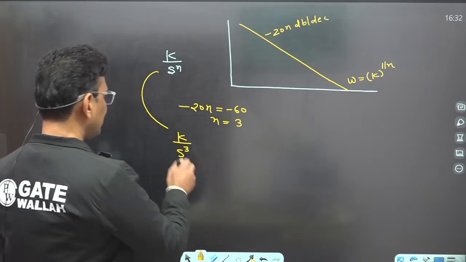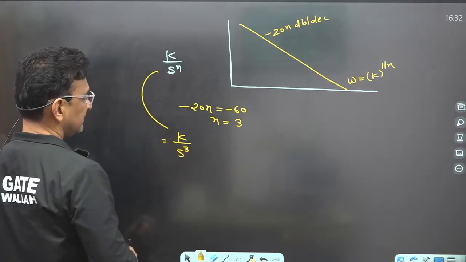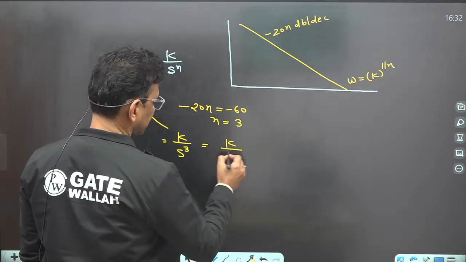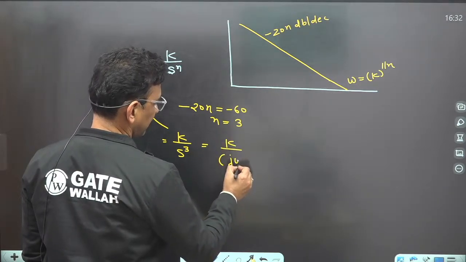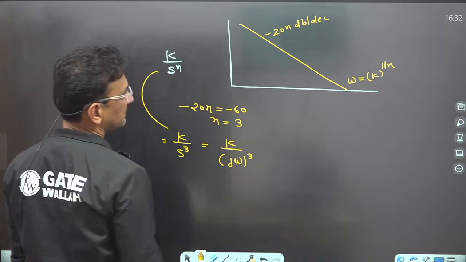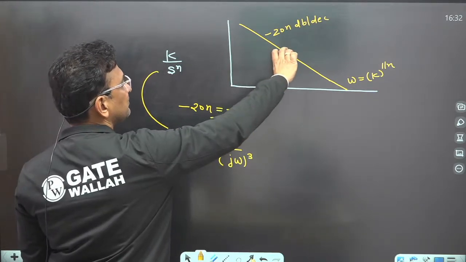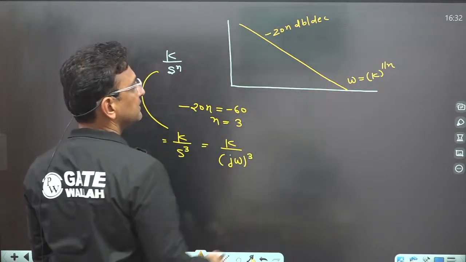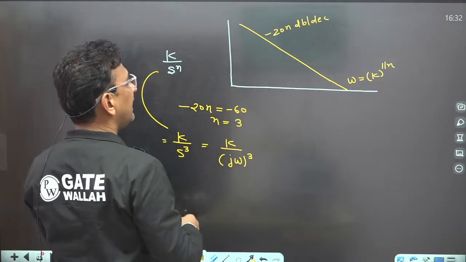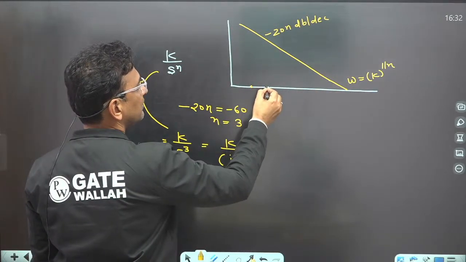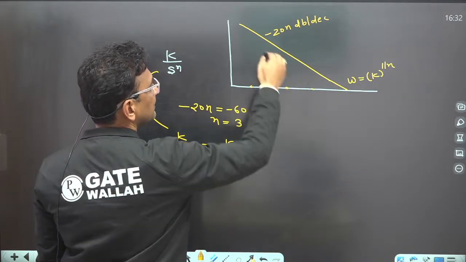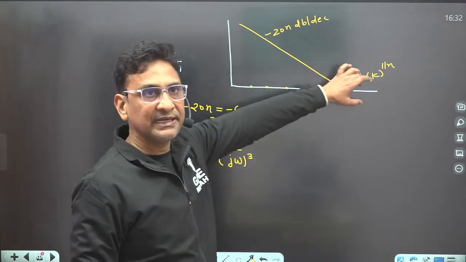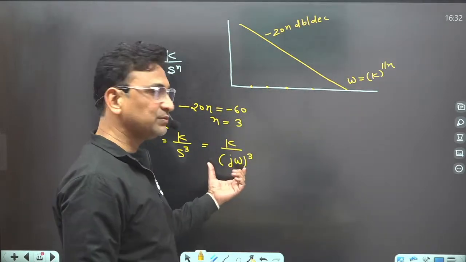Now, at any omega frequency, if I put s equal to j omega, it will be j omega raised to the power 3. I can find out the magnitude because this is the equation of this line. At any omega frequency, you can find out the value of magnitude. But this magnitude is in decibel, so convert this into decibel.